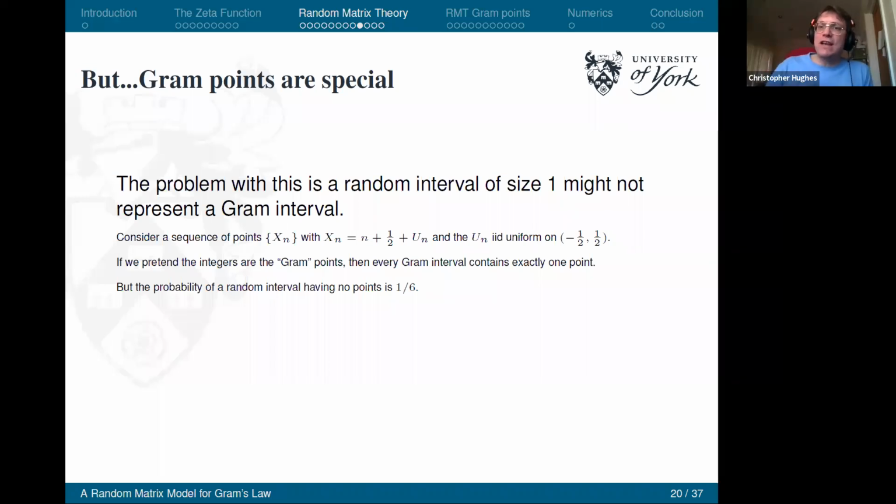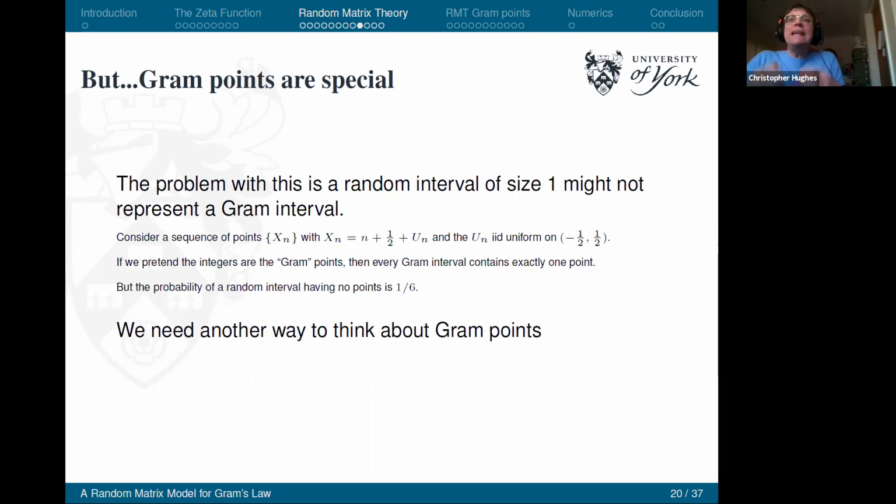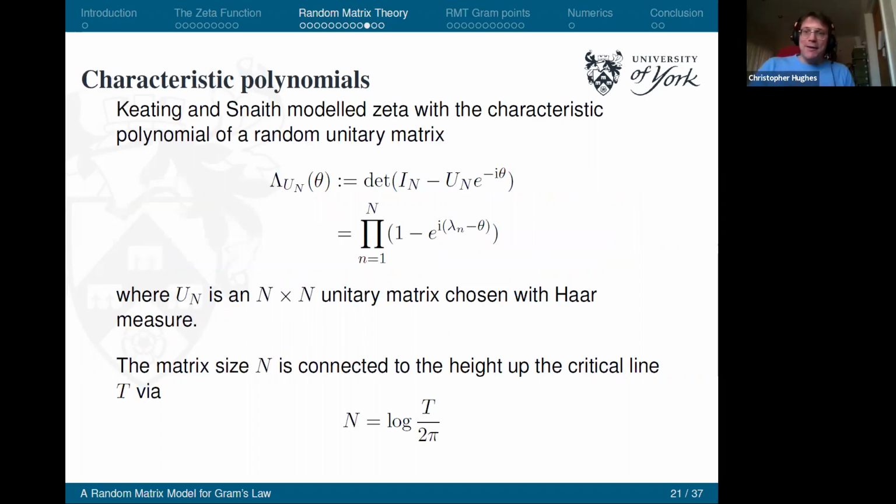And the Fujii conjecture just throws a point anywhere down, and it makes no attempt to distinguish the fact that it needs to be a random Gram interval thrown down. So we need another way to think about Gram points. And before I come on to that bit, in order to think about that, I need to create very quickly a random matrix model for the Riemann zeta function, not for its zeros, but for the zeta function.